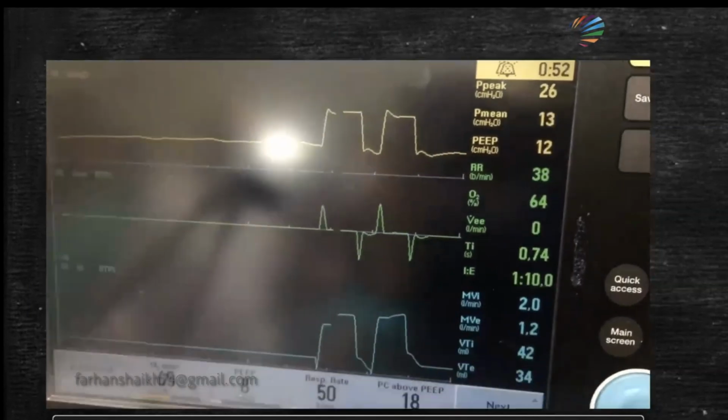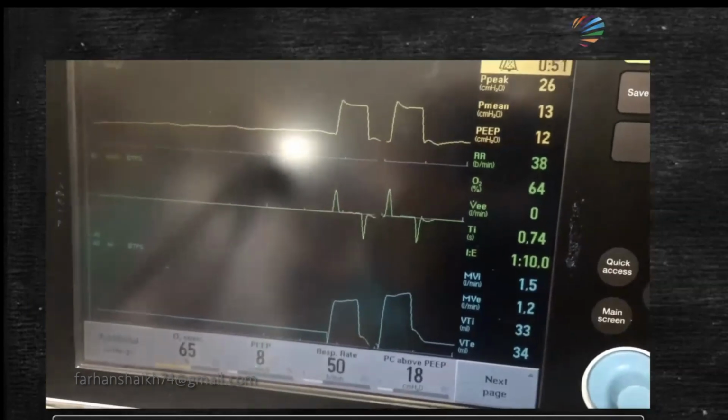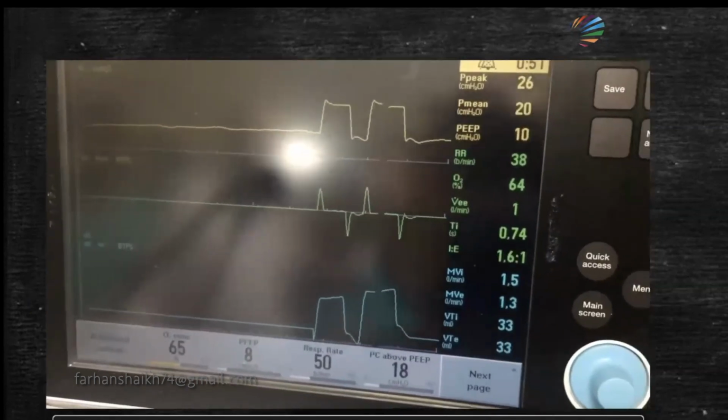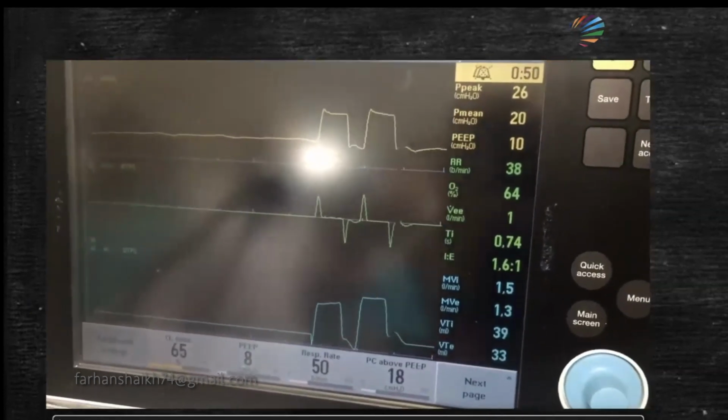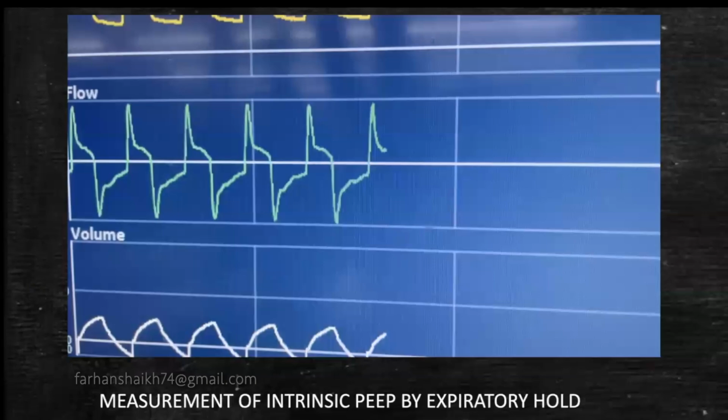So even if we take it as 12, the set PEEP was 8, and after expiratory hold, the PEEP shown is 12. So that means 12 minus 8, that is 4, is the intrinsic PEEP. The set PEEP is 8, that is PEEP E, and intrinsic PEEP, that is PEEP I, is 4, and PEEP total is 12. So this is how you calculate auto PEEP with the expiratory hold.